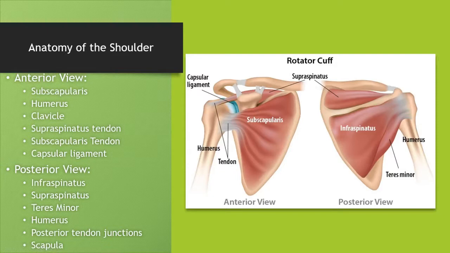The anterior view, you have the subscapularis, the humerus, the clavicle, supraspinatus tendon, subscapularis tendon, and the capsular ligament that you can see. Posterior view is infraspinatus, supraspinatus, the teres minor, humerus, posterior tendon junctions, and the scapula.